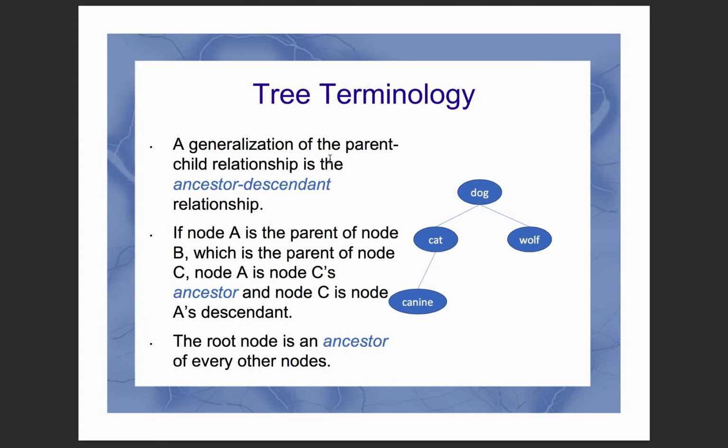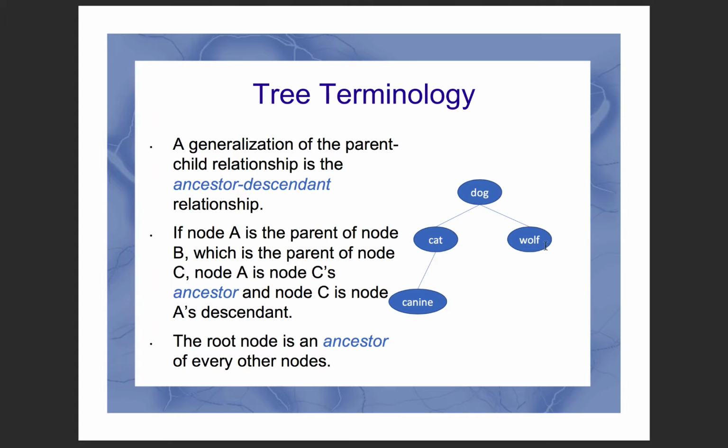A generalization of the parent-child relationship is the ancestor and descendant relationship. What are ancestor and descendant relationships? When we talk about parent and child relationships, we know that this is a parent and these are the two children of this parent. We can call them ancestor and descendant relationships. Dog is the ancestor, and its descendants are cat and wolf. Canine is also a descendant of dog because canine's parent is cat and cat's parent is dog. So you can say that dog's descendants are cat and canine.